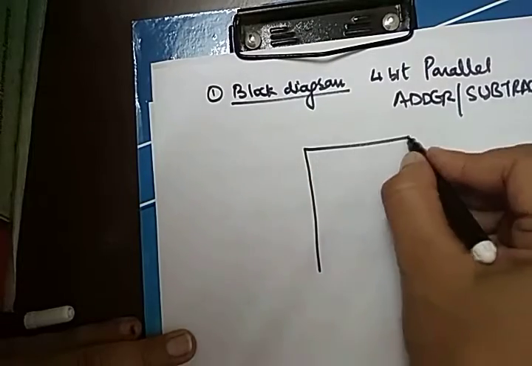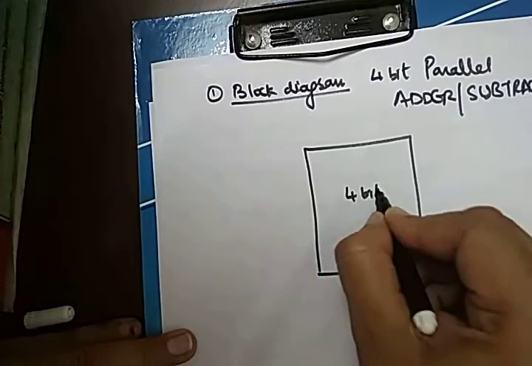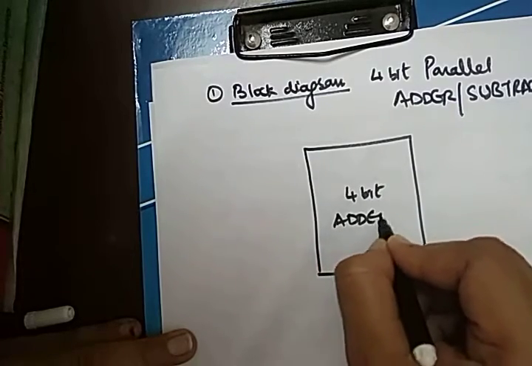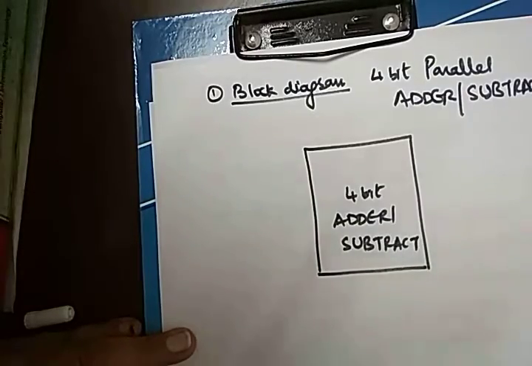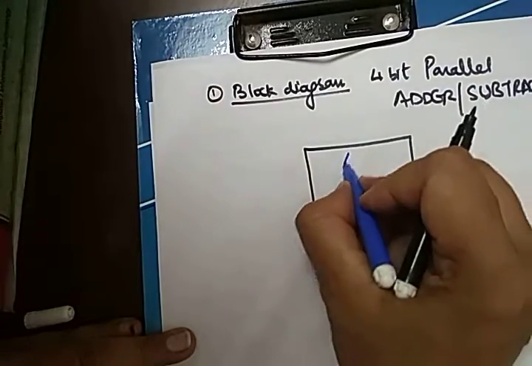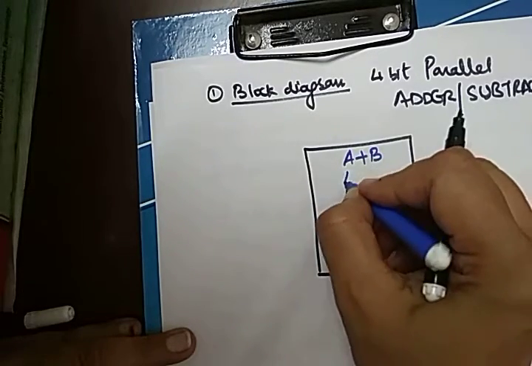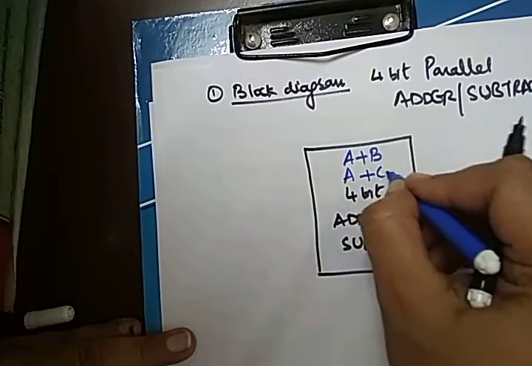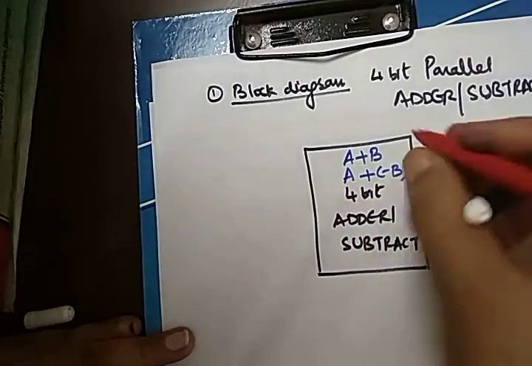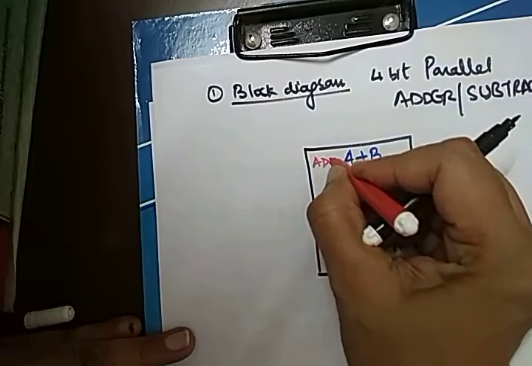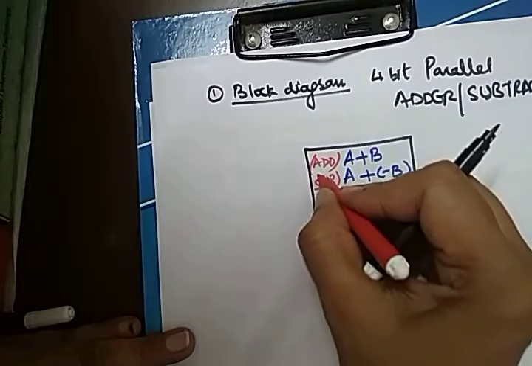So it will be a circuit which will be 4-bit, having it will perform two functions, a plus b, and it will also perform the function a plus minus b. The first function being the add function and the second being the subtract function.